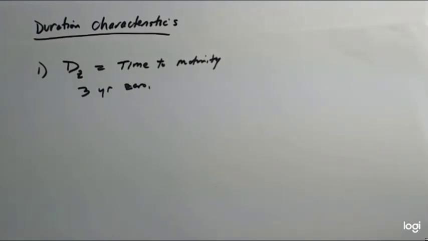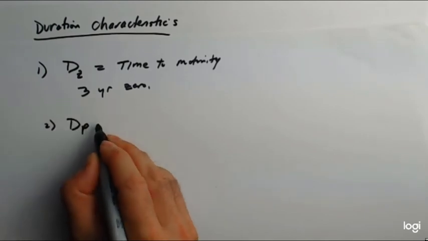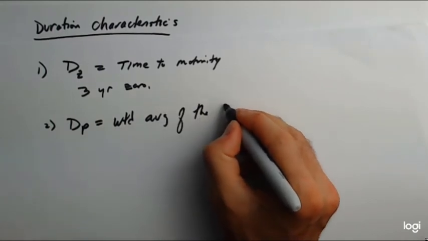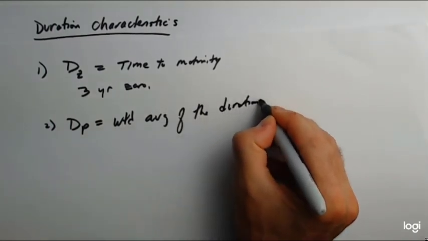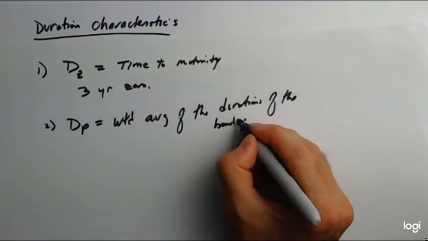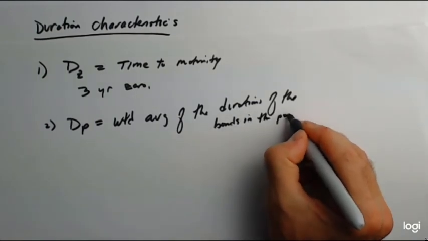Okay? So therefore, zeros represent the riskiest type of bond you can have out there given a change in interest rates because they only have one cash flow. So you can see right away that zeros are pretty sensitive to changes in interest rates, all else being equal. The next characteristic is that the duration of a portfolio equals a weighted average of the durations of the bonds in the portfolio.